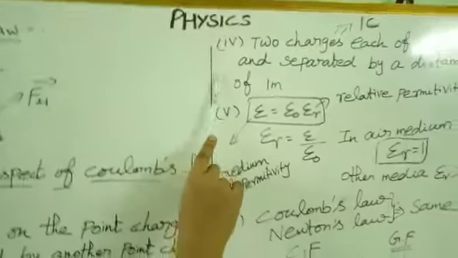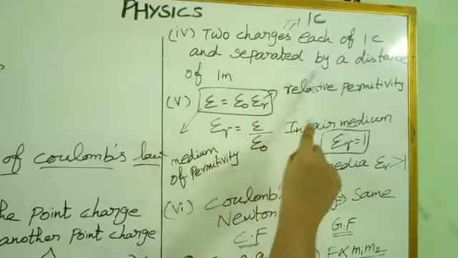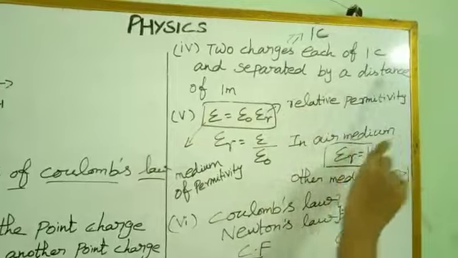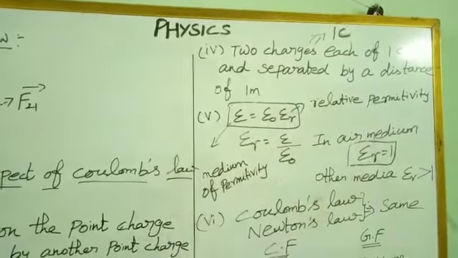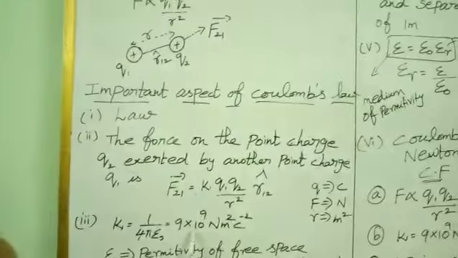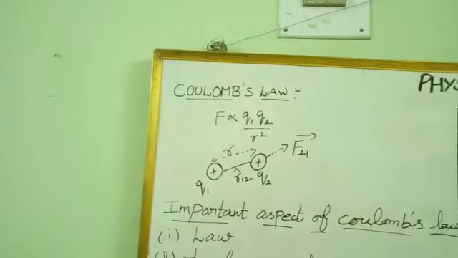Next, the fourth point. Two charges each of 1 coulomb and separated by a distance of 1 meter. This defines 1 coulomb. This is also a 2 mark question. Here this is a 1 mark question. Here another one, 1 mark question. This is a 2 mark question. Here also this is a 2 mark question.